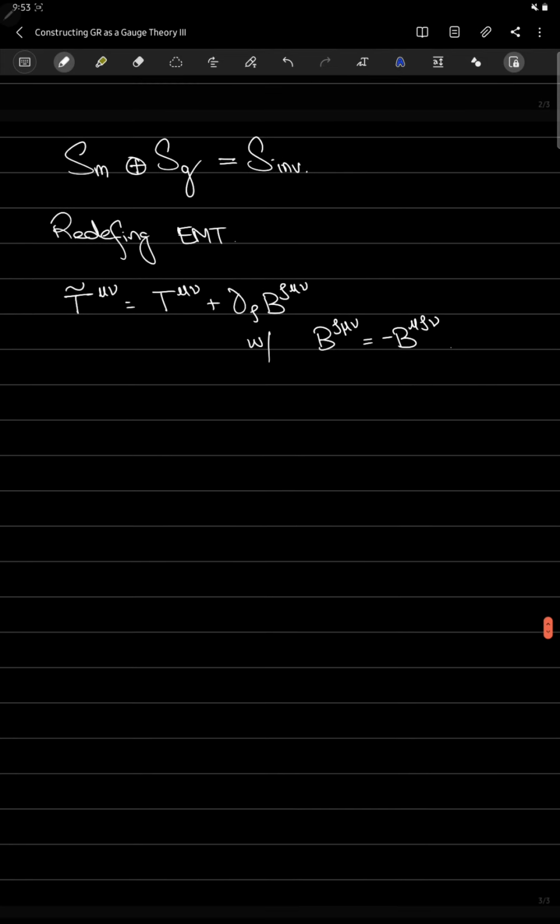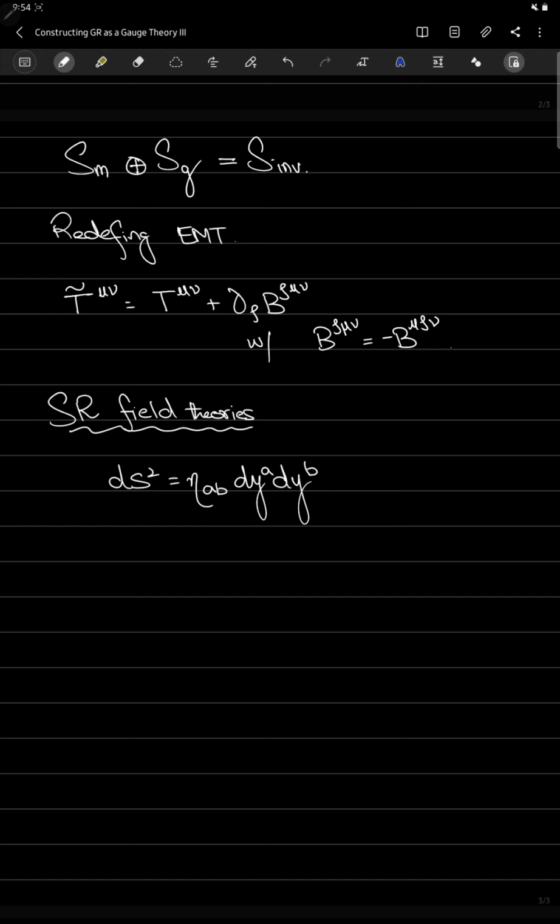Now, for the special relativistic field theories, we have their gauged versions. If we want to construct the gauge versions of these theories, we know that the most fundamental invariant in these theories is your space-time interval, that is ds squared is equal to eta ab dy a dy b, right? This is from your course on special relativity. Now I want to express this interval with quantities that depend on the world indices and requires its invariance under the GCT, or the general coordinate transformations.